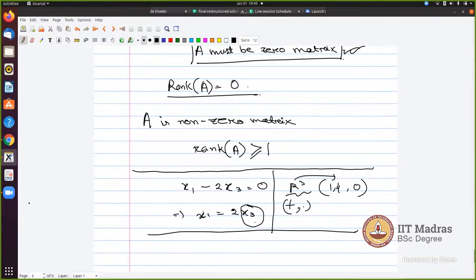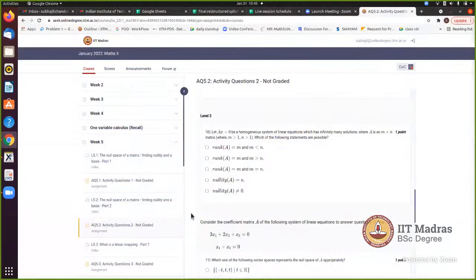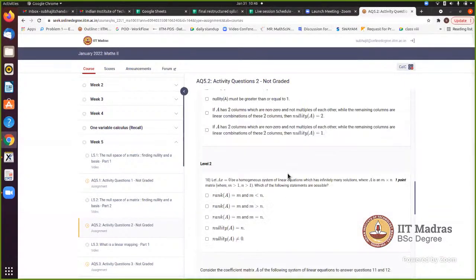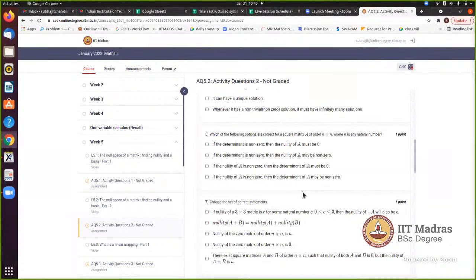Someone was asking about some other activity question. Week 5.2, question number 6. Which of the following options are correct for a square matrix of order n cross n in natural number? If the determinant is non-zero, then the nullity must be 0. The nullity must be non-zero.